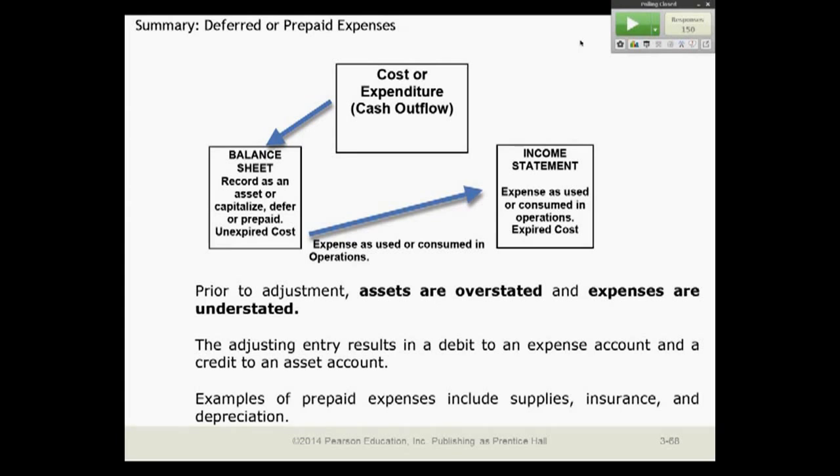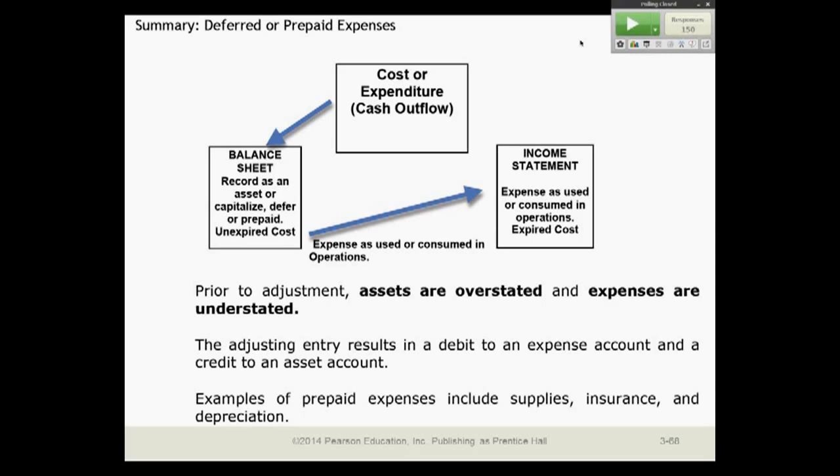So let's summarize what we mean by deferred costs. All right. First, if you look at the way the arrows are going, number 1, you have an original cost, an expenditure that could be your cash outflow, for example. On the balance sheet, you record it as an asset. The term capitalize also is the same thing as deferred or prepaid. If you say you capitalize a cost, it means it goes into an asset. Capitalization means going into an asset. So it's a prepaid, deferred, unexpired cost.